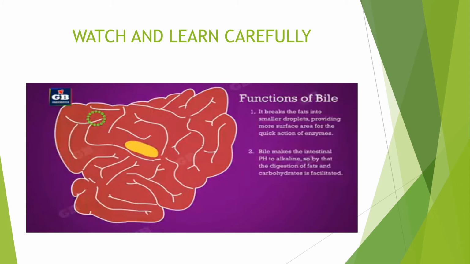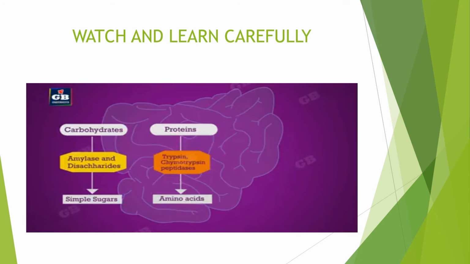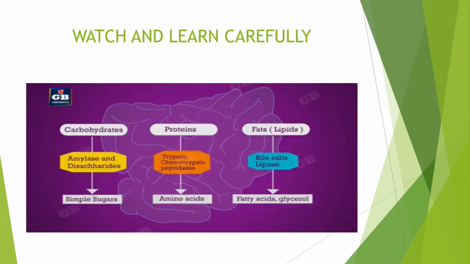Bile does two things. 1. It breaks the fats into smaller droplets, providing more surface area for the quick action of enzymes. 2. Bile makes the intestinal pH alkaline, so by that the digestion of fats and carbohydrates is facilitated. These enzymes finally convert the carbohydrates to sugars, proteins to amino acids, and fats to fatty acids and glycerol.